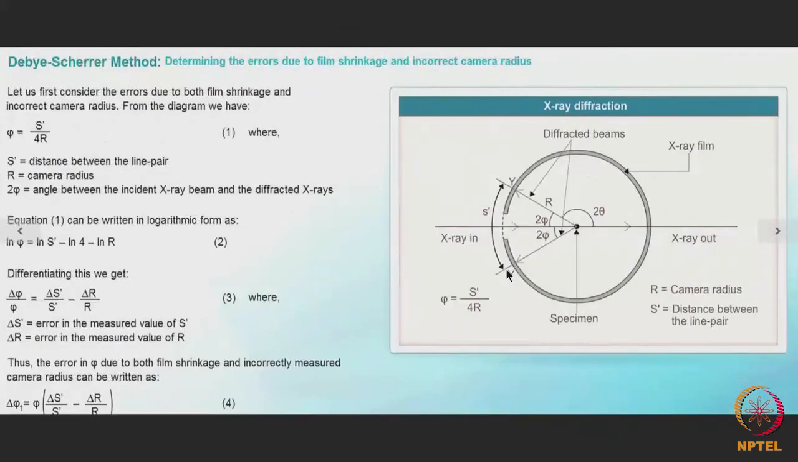Let us consider the errors due to shrinkage and incorrect camera radius together. Say, for example, we concentrate on a high angle line in the back reflection region of a Debye-Scherrer camera. So, this is the direction of the incident X-ray, and suppose from a particular atomic plane we find the diffracted beam intercepts on the film at y y. Now, this angle 2 theta is the angle between the incident direction and the diffraction direction.